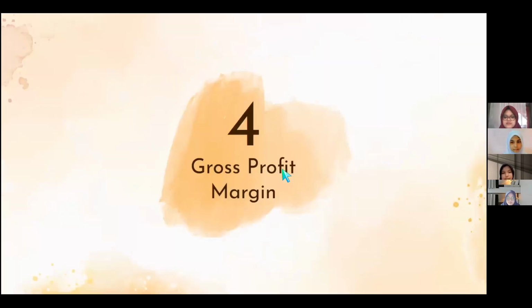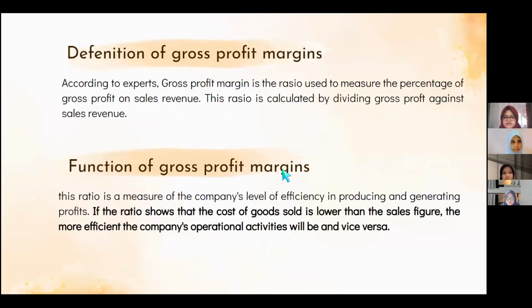Then the next one is gross profit margin. Gross profit margin is the ratio used to measure the percentage of gross profit on sales revenue. This ratio is a measure of the company's level of efficiency in producing and generating profits. If the ratio shows that the cost of goods sold is lower than the sales figure, the more efficient the company's operational activities will be and vice versa.